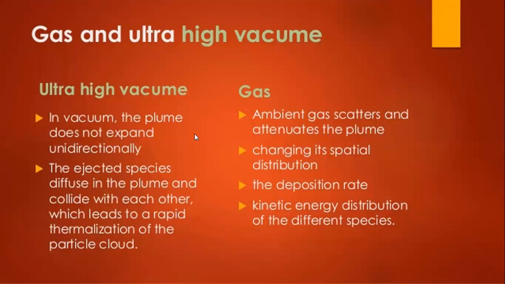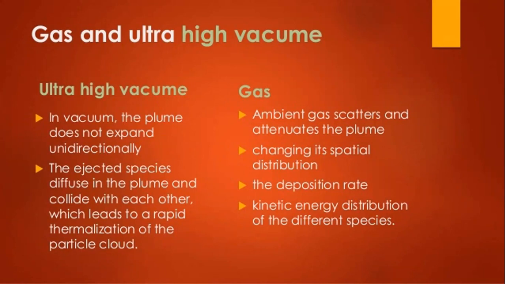So gas and ultra high vacuum are required. So what is the role of ultra high vacuum here? The role of ultra high vacuum is that in a vacuum the plume does not expand unidirectionally. Okay, so the plume does not expand unidirectionally. So that is the case, sometimes ultra high vacuums are used. And the second reason is the ejected species.